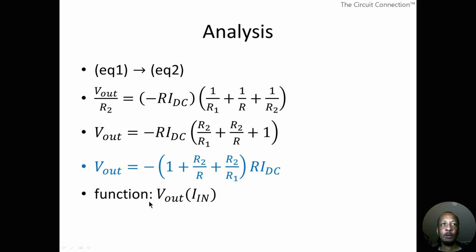And again, that gives you Vout as a function of Iin. Iin is going to be IDC. So again, Iin is IDC in this circuit. So that's your functional relationship there.